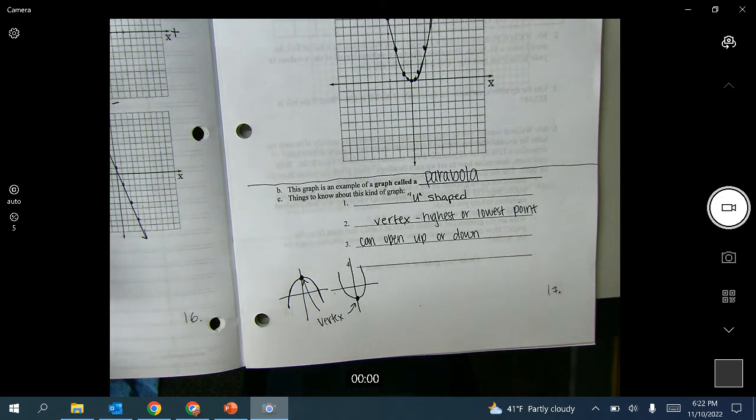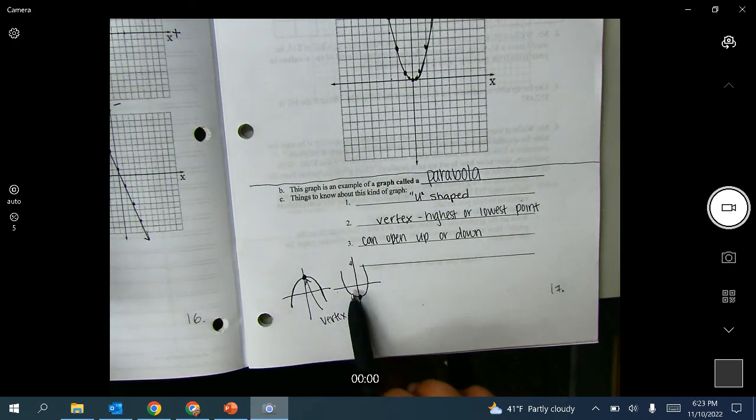Okay, we're really not going to do much with parabolas, but it's important that you guys at least have seen this before you get to high school and everything. Okay, so that's a parabola. It's U-shaped. It has a vertex at either the highest or lowest point, and it can open up or down.